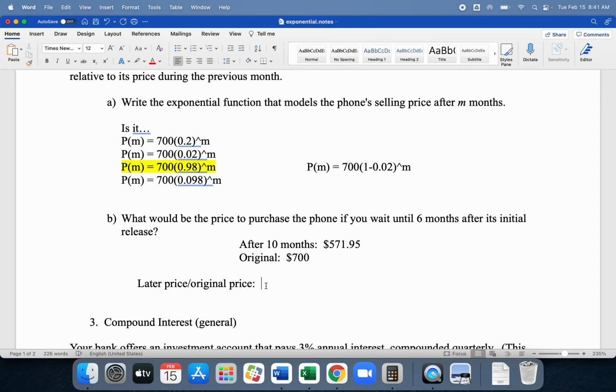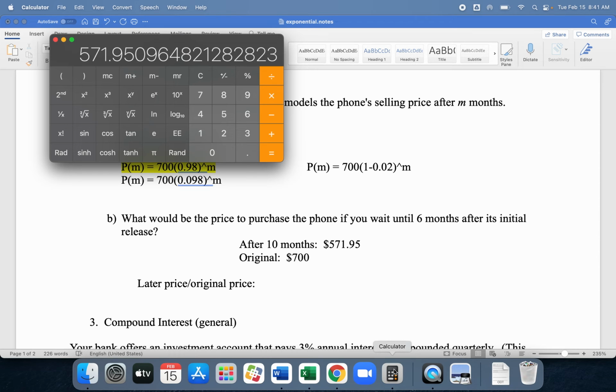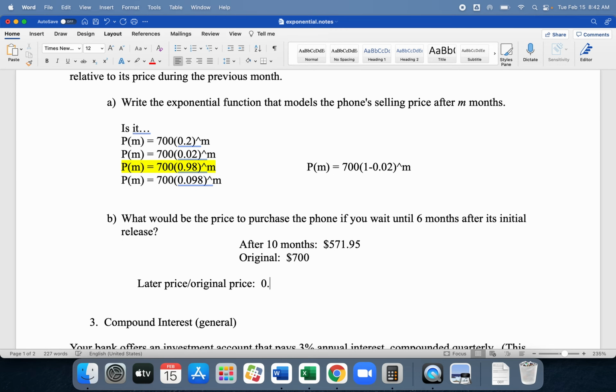Finding what percent one number is of another is telling you how large those two numbers are relatively speaking. So like 3%, that's 3 out of 100. Like 3 pieces compared to 100 pieces, that's very small. The later price divided by the original price here, if I do that, $571.95 divided by 700, this is that 0.817 number, which indicates this 571.95 is 81.7% of the original.